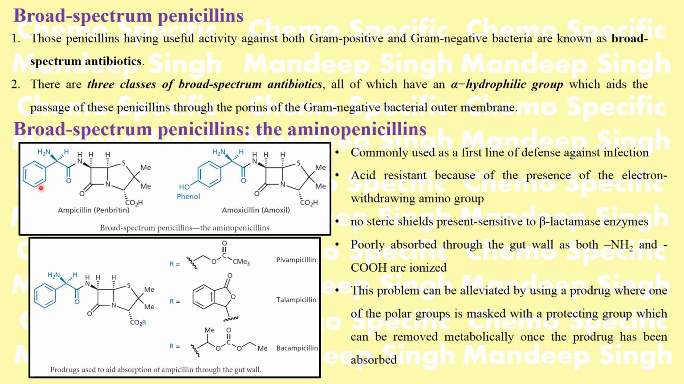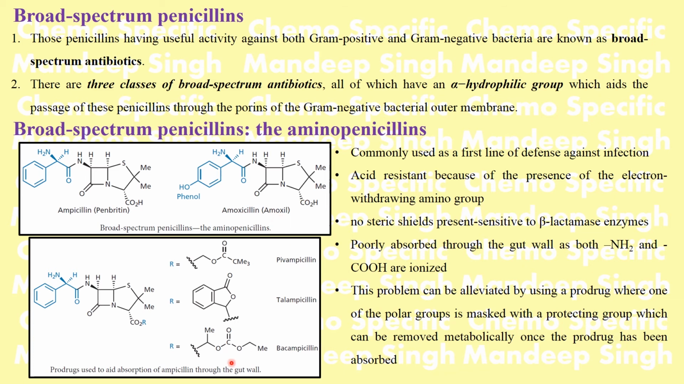However, there is one problem that is also present with amoxicillin and ampicillin. And what is the problem here? It's the presence of these amino and acid groups, and these two are ionized. As a result, they are not absorbed greatly by the gut wall, because the gut wall is usually made up of lipid, and if they are highly ionized, then that absorption is pretty poor.